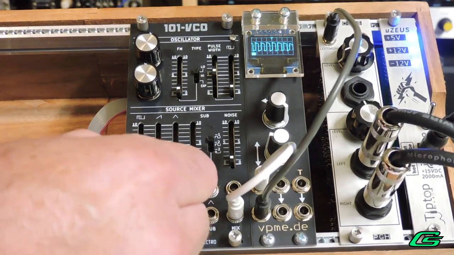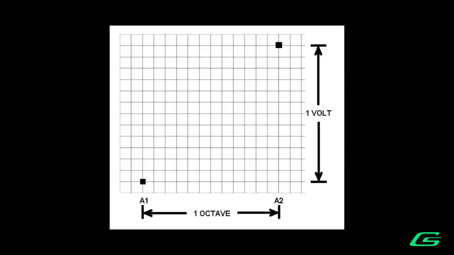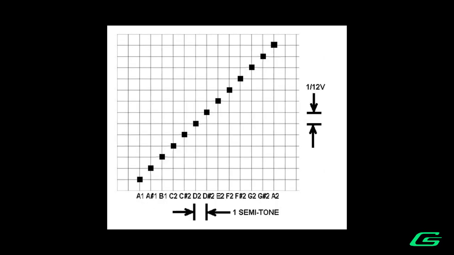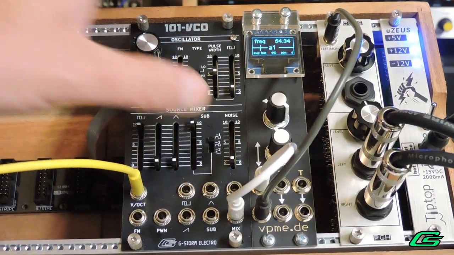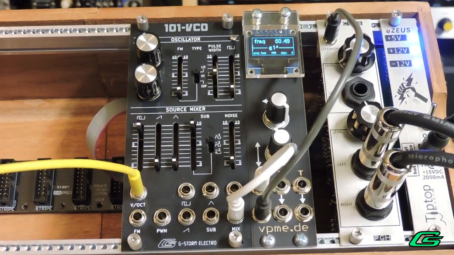When we use the keyboard pitch CV to control a VCO, this is the standard we are using, where each change in 1 volt will result in 1 octave of pitch. All of the semitones in between are subdivided accordingly. Knowing this may not seem useful right now, but it will be when we dive into filters in the next video.